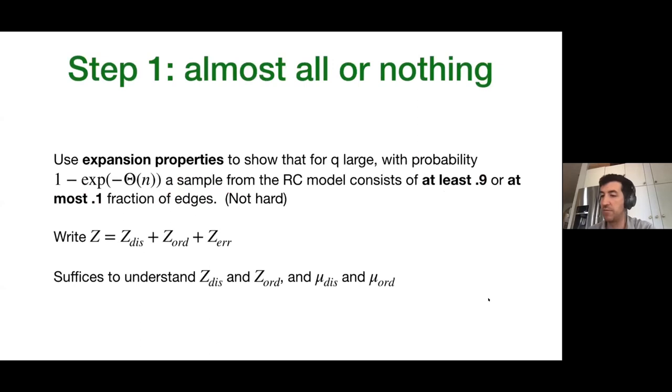I'll just give three or four minutes of what the idea is. The first step in the proof is something fairly easy, which is to say, if Q is large and you're on an expander graph, then with very high probability, a typical configuration from the random cluster model will have at least 90% of the edges or at most 10% of the edges. So the middle ground is exponentially small. What that means is you can really focus on understanding the disordered and ordered partition functions, or the disordered and ordered Gibbs measures, meaning conditioned on having at least 90% or at most 10% of edges.